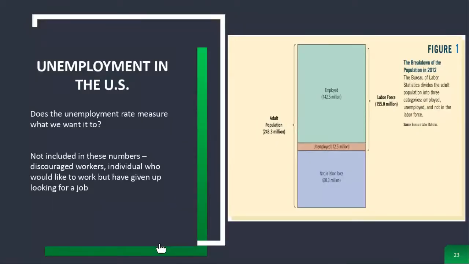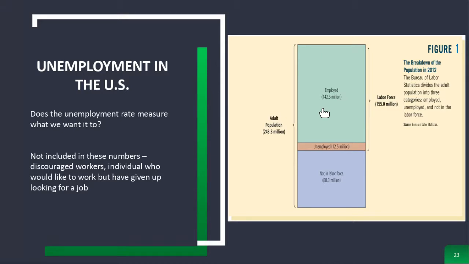So how does unemployment in the United States look like? And what does it actually measure? Does it measure what we want it to? Well, simply put, if we look at figure 1, this is a good breakdown of how the unemployment rate looks in the United States. There's a labor force of 155 million people in the United States. And of this 155 million people, 142.5 million were employed and 12.5 million were unemployed in 2012. Now notice we're still in a recovery period at this point. So we were just exiting the recession of 07 and 08.